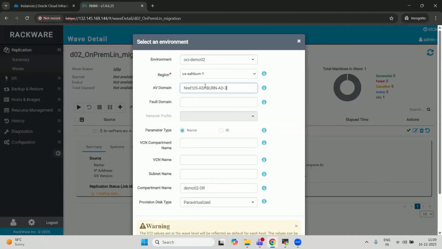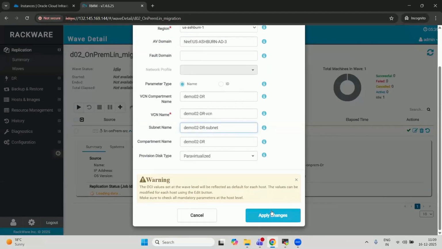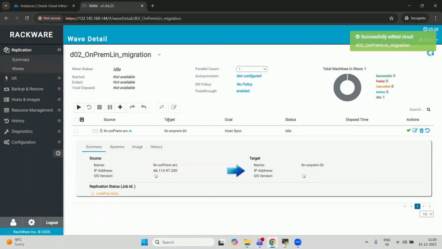That's one of the required inputs. And then we provide the VCN compartment and subnet where you want the instance to be provisioned. Now you can provide it either by name or by IDs. That's absolutely fine. I'm just using the names from my account. Now with this done, the software has got access to make API calls and provision the instance for us.